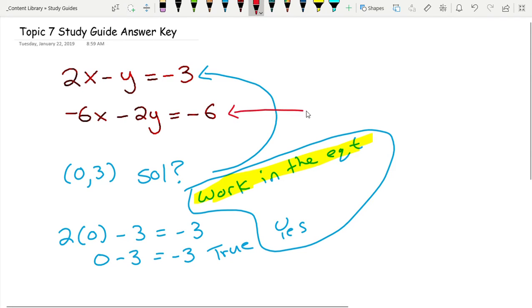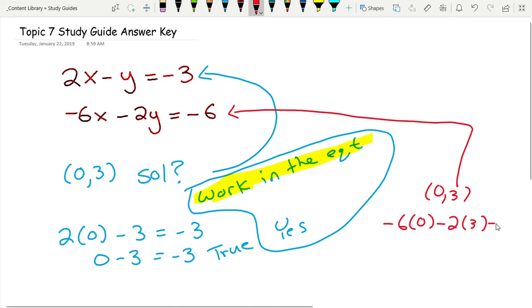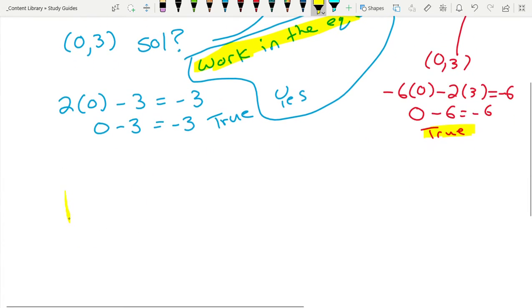So now we're going to check line 2 with the same coordinate (0, 3). So the x is a 0, so we turn it into a 0. The y is a 3, so I turn it into a 3. And now I evaluate. This gives me 0 minus 6 equals negative 6, and that is true. It is a solution. So at this point, we should know what the answer is for the system. If a point works in both equations, that means it's on both lines.